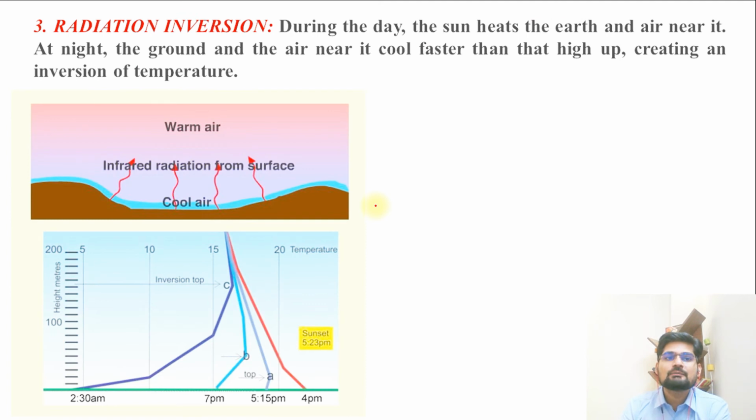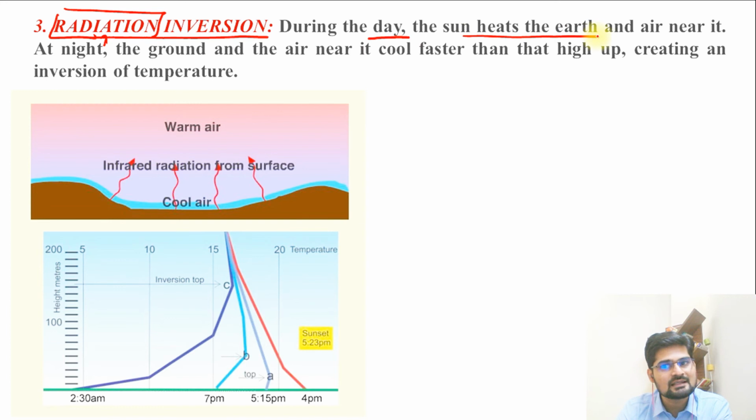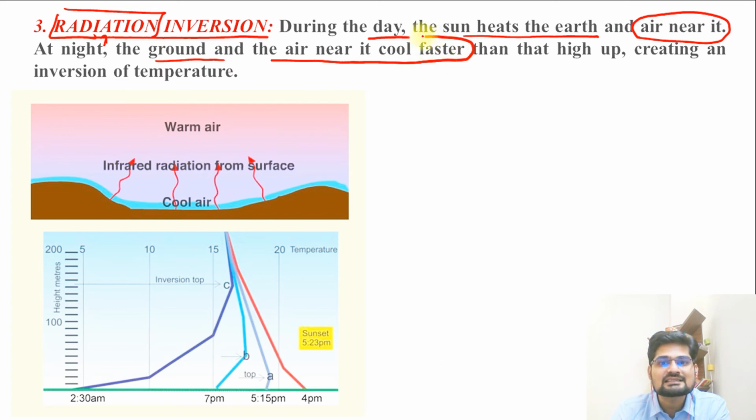Now the third type is called radiation inversion. Now remember, the key word here is in the name itself. Remember, radiation based inversion. So during the daytime, what happens? The sun heats the earth and air near it is also heated. So at night, the ground and the air near it cools faster. What happens? During the night, this ground releases the heat, right?